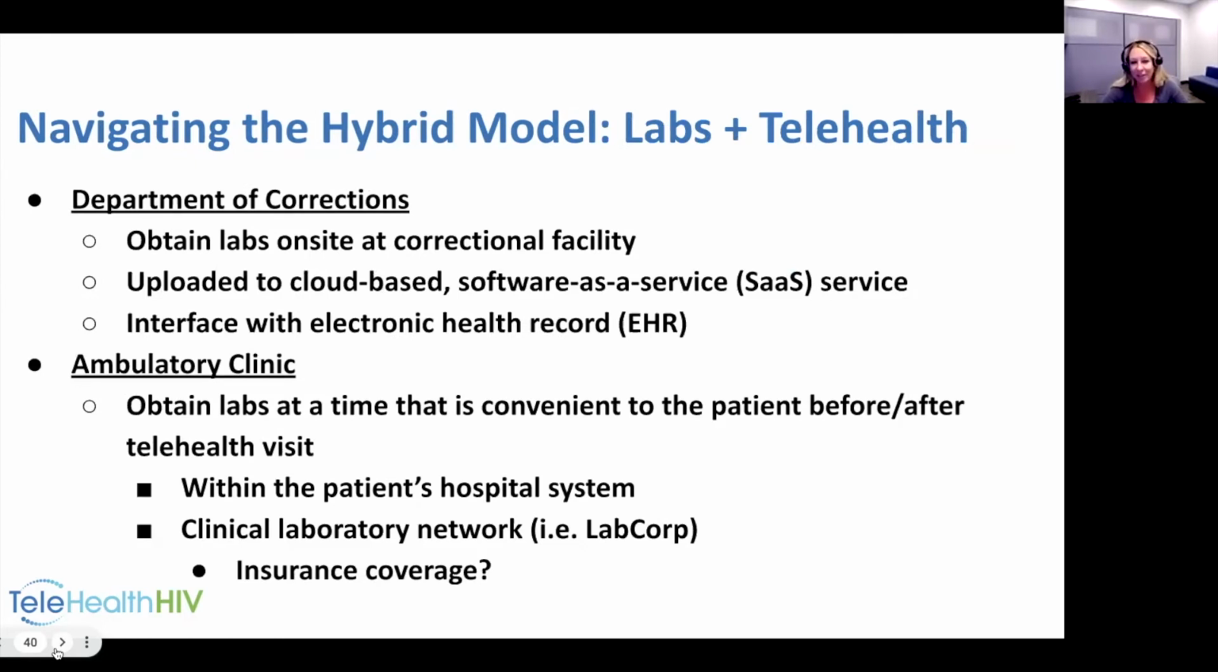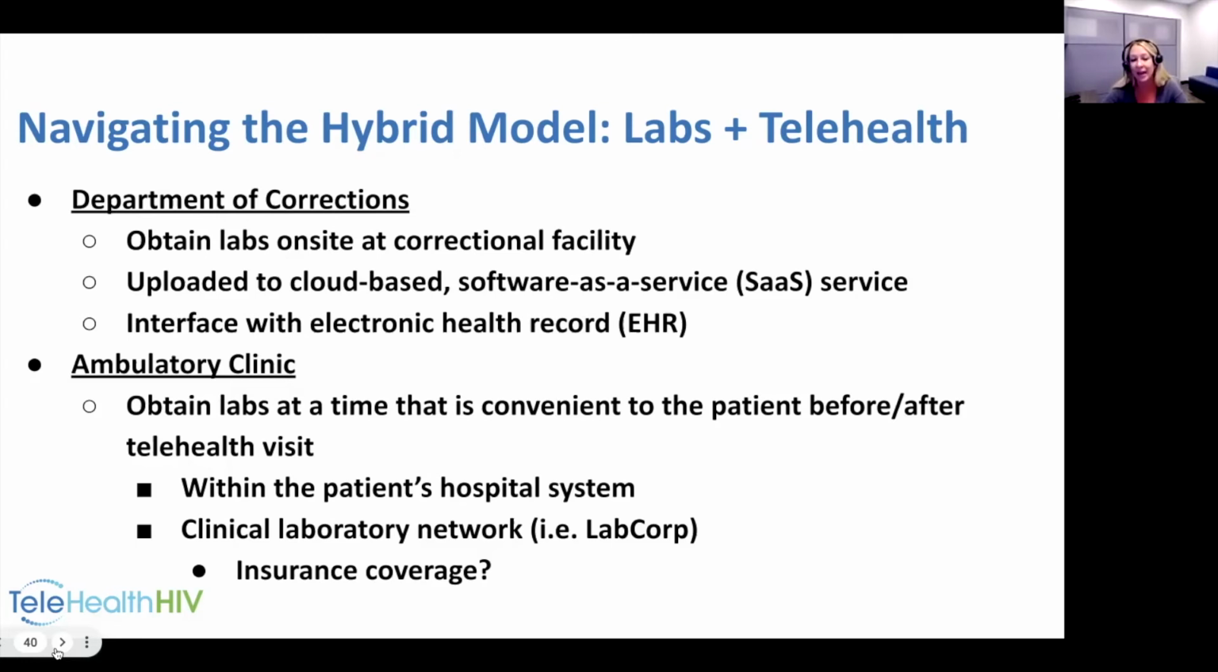So the biggest challenge, I think, throughout the pandemic was how do we get labs for our patients and incorporate that into our telehealth visit? So, our model, where we have been doing this for a very long time, is that we've been able to obtain labs that were on site at each correctional facility. We also branched out to drug treatment facilities. And so when these labs were reported, even though they were processed on site at the University of Illinois, we still were able to upload this to a cloud-based platform, which is called Formedica.